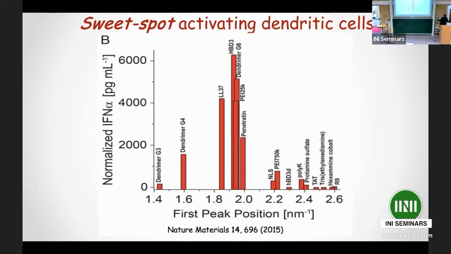This axis is the first peak position, which means the inverse lattice spacing between DNA. And what you see is that for very small lattice spacing, there is almost no signal. And for very large lattice spacing, there is also very little signal. But for a very specific lattice spacing, all the peptides that are able to make complexes with this spacing produce a large signal, yes? So there is this sweet spot spacing between DNA that seems to do the job.